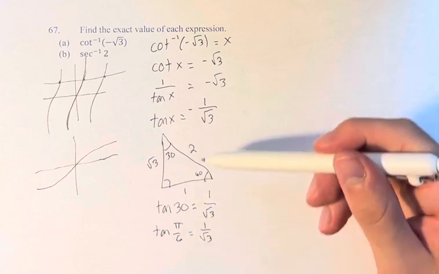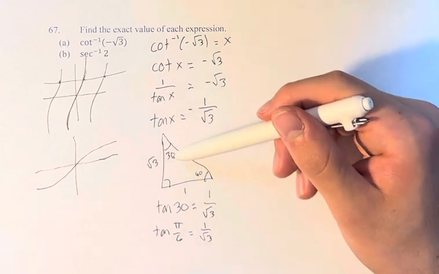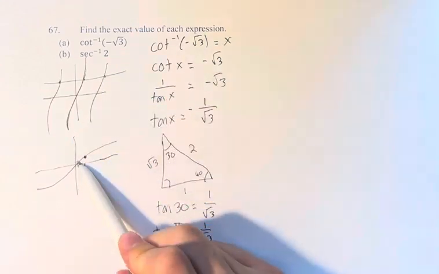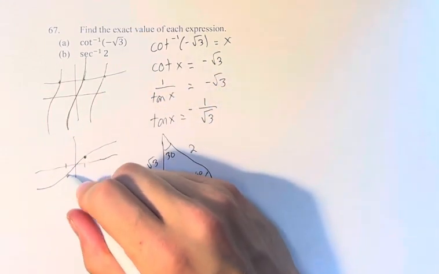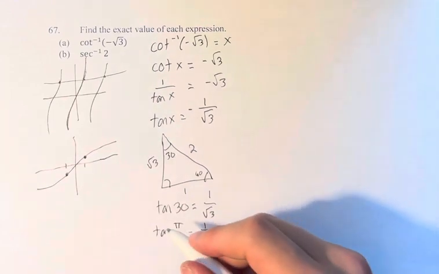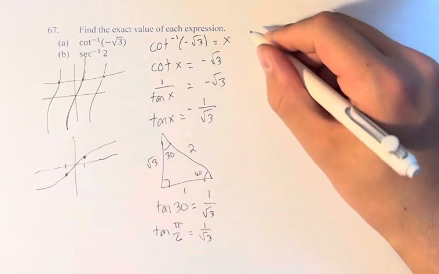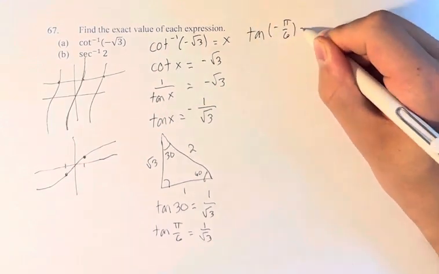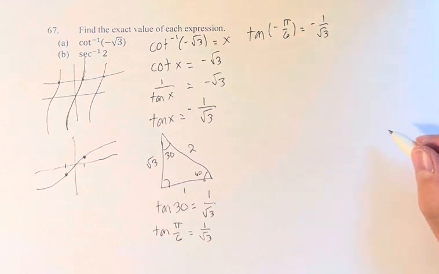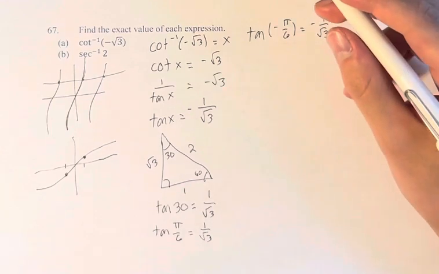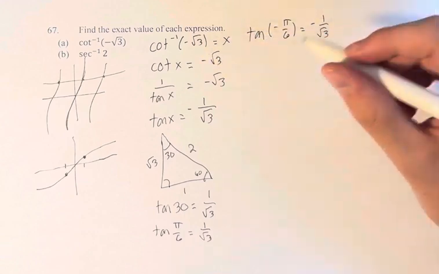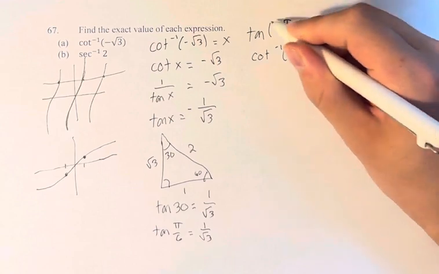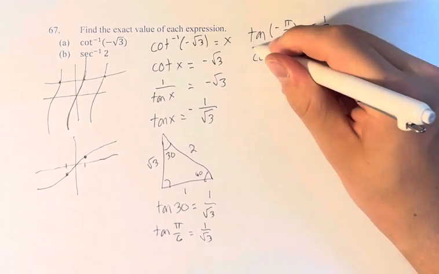This is great, but it's not negative 1 over the square root of 3, and we can't find that with a triangle. However, if we know that for pi over 6, the function is at this value, we know at negative pi over 6, it's at the negative version of that value. So if tangent of pi over 6 is 1 over root 3, then we know that tangent of negative pi over 6 equals negative 1 over root 3. And therefore, going back all the way to the original function, cotangent inverse of negative square root of 3 is equal to our answer, negative pi over 6.